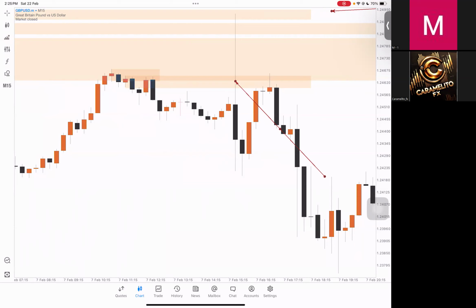Why do I feel so confident? Because price keeps on saying the same thing: engulfing sell, and not just that, another engulfing fail sell. Everything's saying sell, so that's why I'm holding.